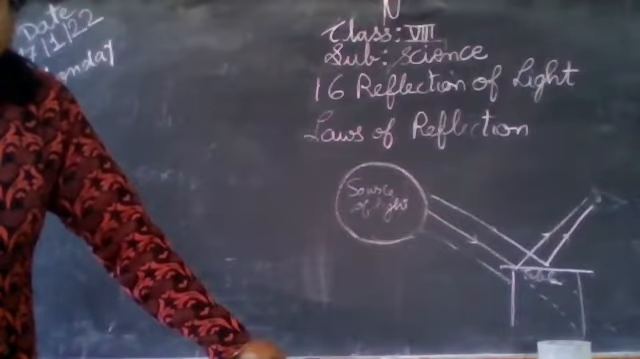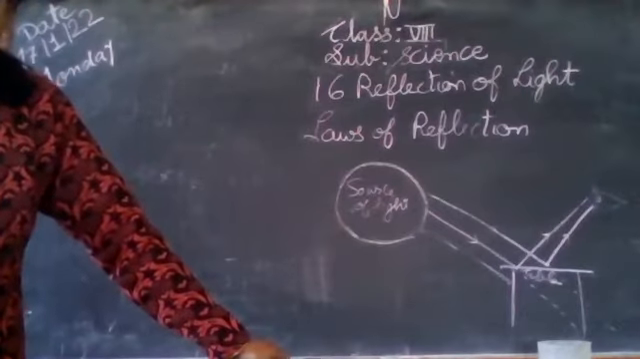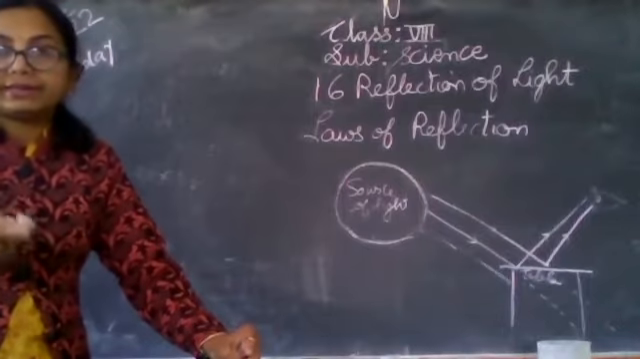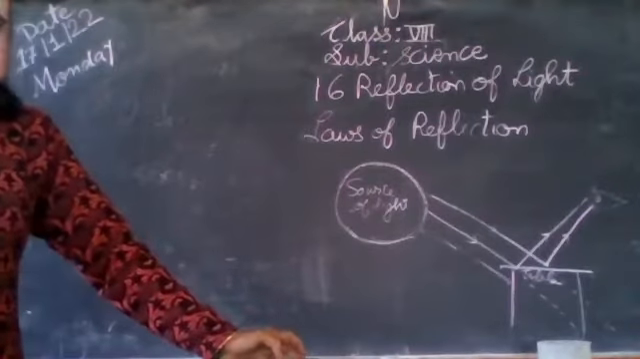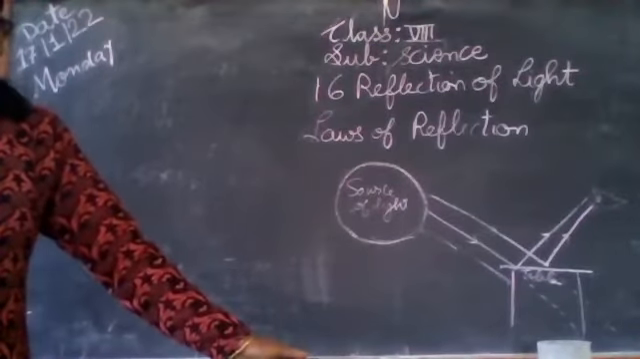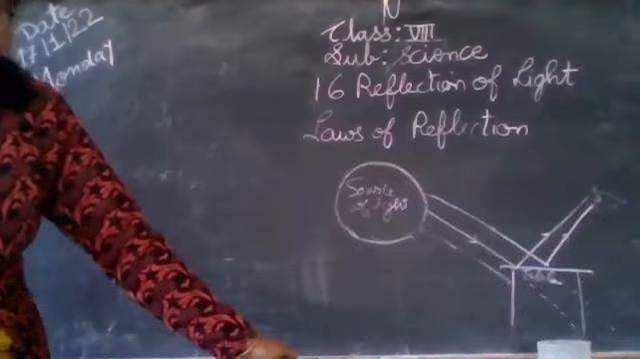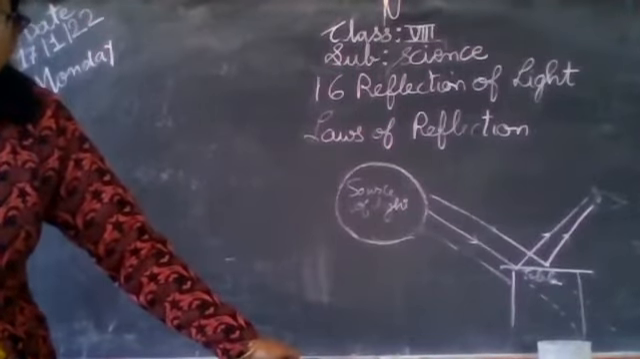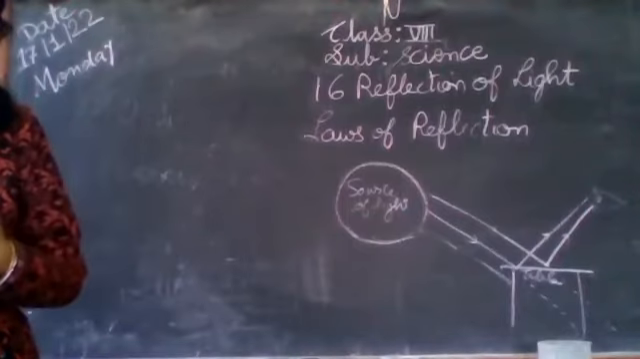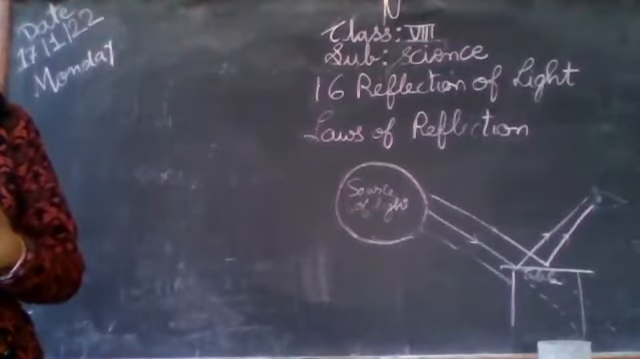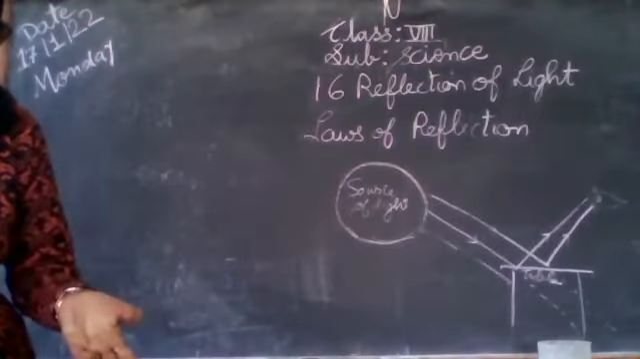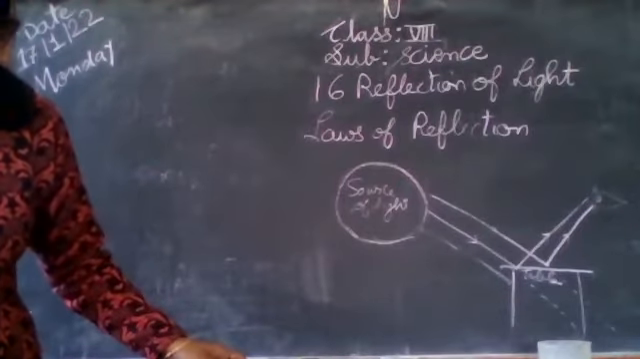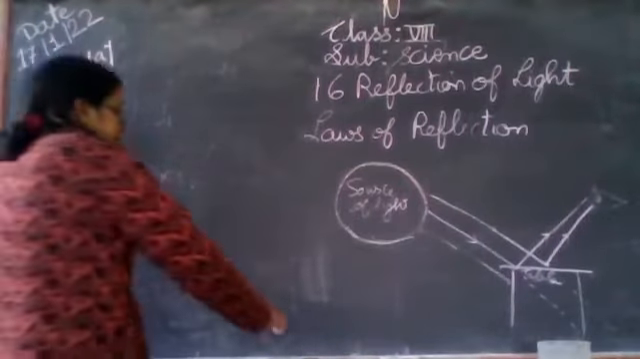Now, if you get the reflection from the mirror, you point the torch at the mirror and catch the reflected ray on a paper. In this activity, light rays which fall on the mirror get reflected and travel in a different direction.